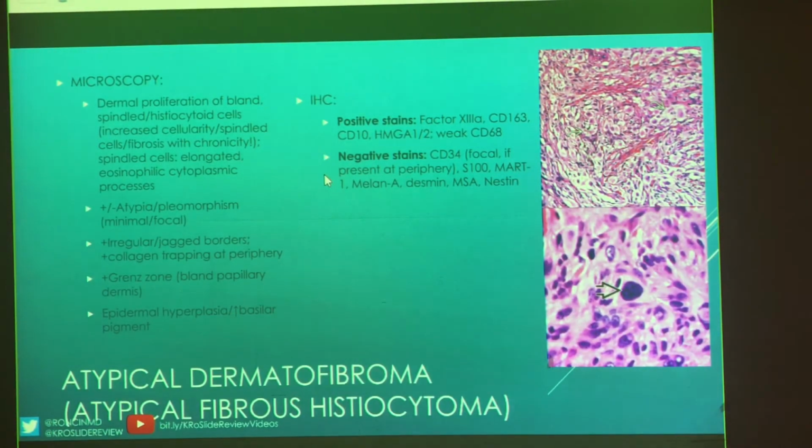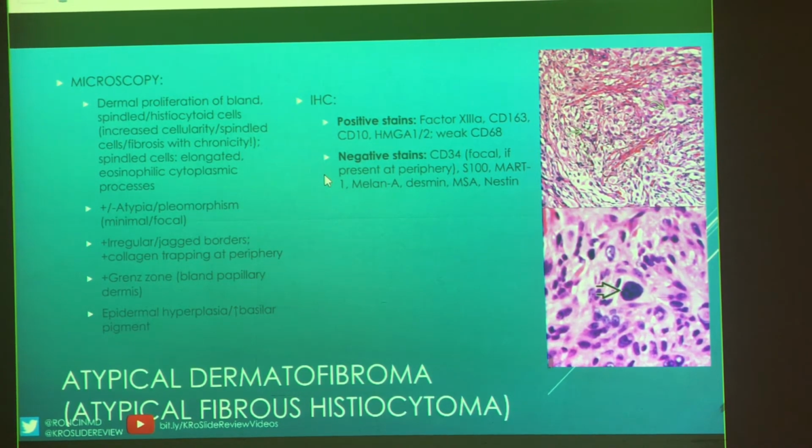On microscopy, we're going to have this dermal proliferation of very bland spindled or histiocytoid cells. And these lesions become more cellular over time. When we think of a lot of lesions, we tend to think, okay, we're going to get more collagen deposition, they're going to become more fibrotic over time. These lesions become more cellular over time.